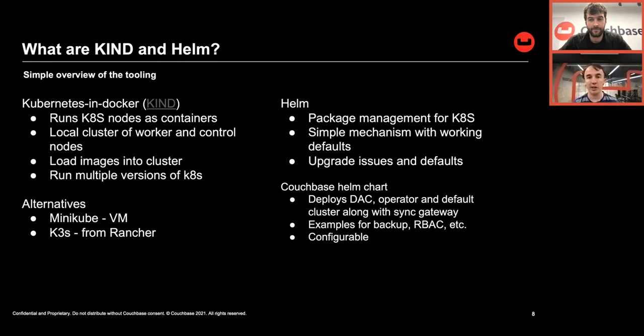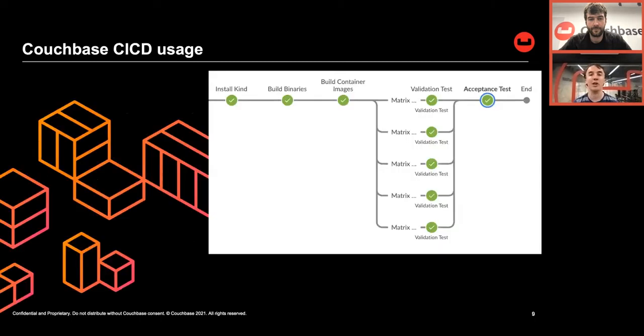At Couchbase, we use the operator to manage our Couchbase clusters. The Couchbase Helm chart packages all that up. So what the Couchbase Helm chart does is provide you a complete solution that you can deploy from scratch. So it deploys the dynamic admission controller, the operator, and also a set of default configuration just to give you a working cluster. There's some examples for backup and restore, and it's fully configurable too.